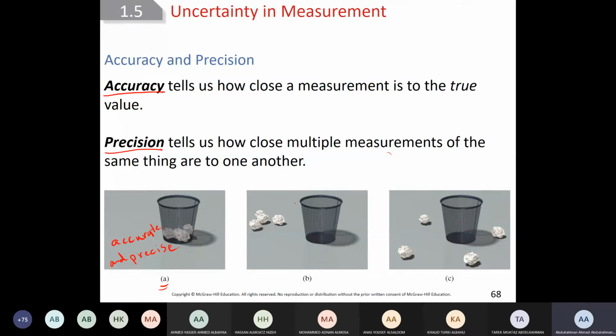This student is neither accurate nor precise. All right. How about the middle student, B? What do you think? Precise, but not accurate, because he's always throwing at the same place. So he's precise, but not accurate.